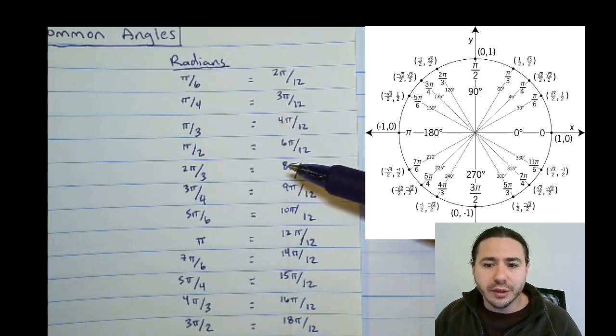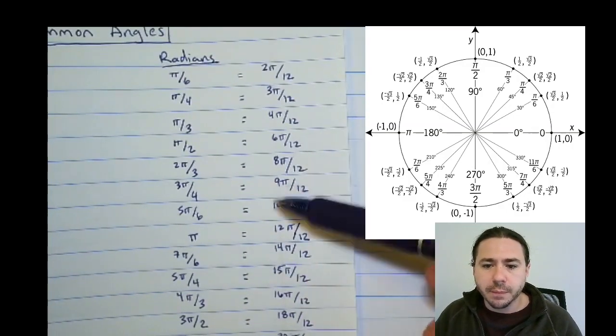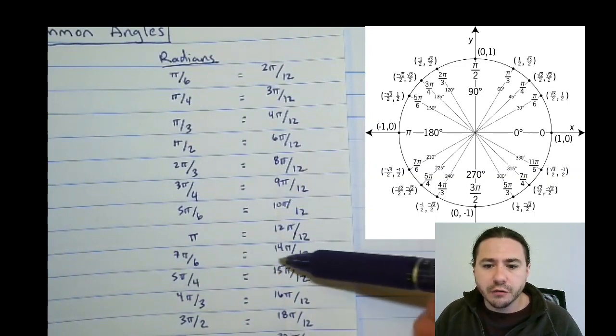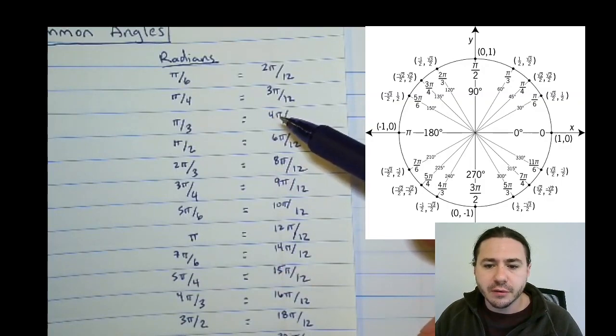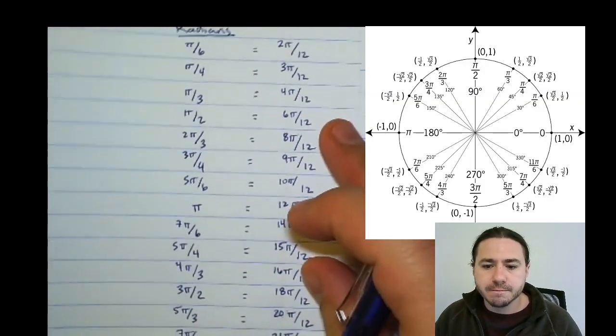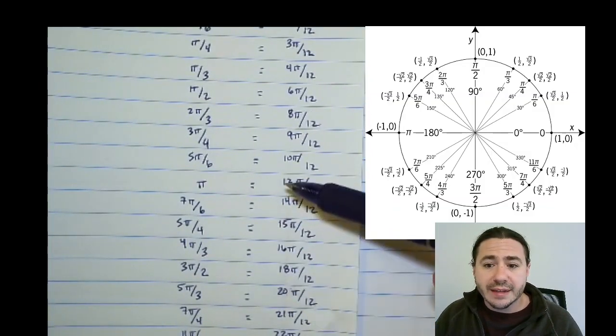What else could we do here? How else could we get to 11? Oh, we could do 15 pi over 12. So 15 minus 4 would give us 11. We could do 21 minus 10.